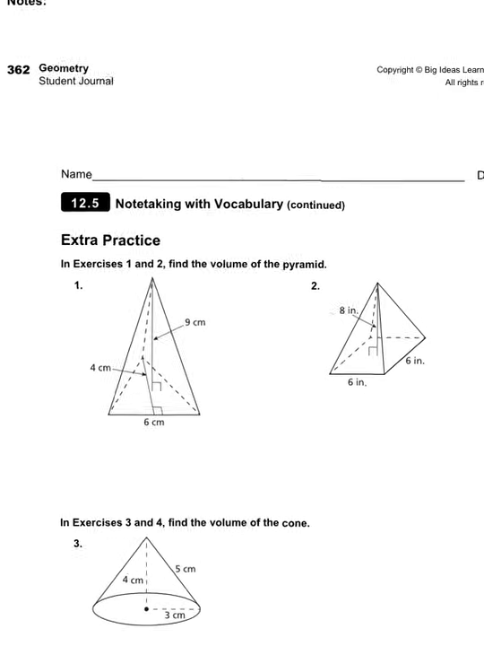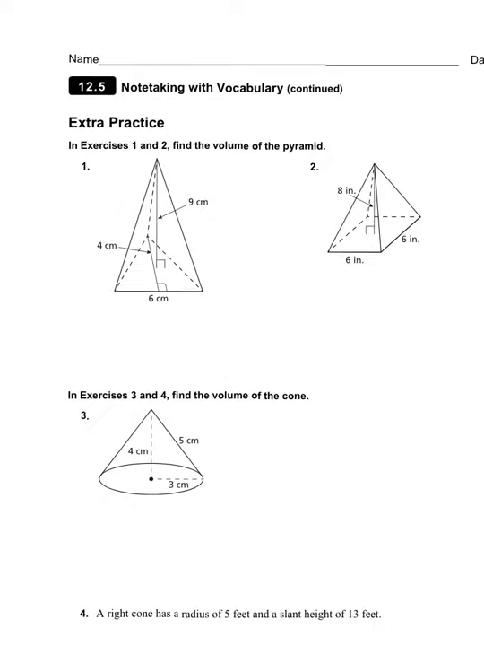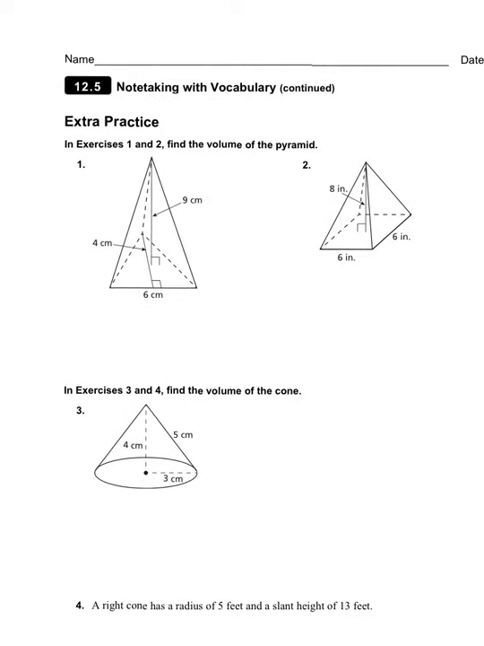So let's get right into this. Let's look at this first example. It says, find the volume of the pyramid. So again, we know that the volume of a pyramid is going to be 1/3 base times height. So I know that my base is a triangle. So because it's a triangle, I'm going to use 1/2 base times height, and then times the height of my entire figure, which is 9.